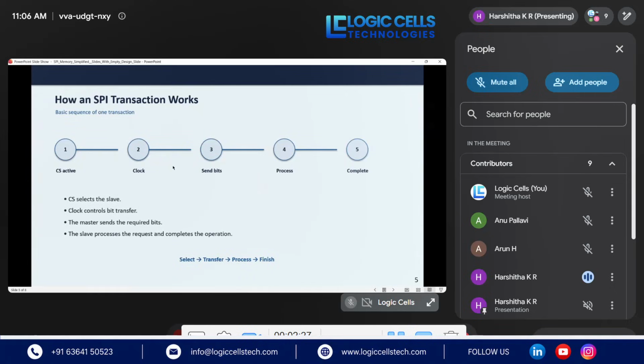And now this diagram shows how an SPI transaction takes place. First, the SPI signal selects the slave. Next, the master sends the required bits using the clock. The memory receives and processes these bits. After processing, the required memory operation is performed. Finally, the operation is completed and the transaction ends. So from this diagram, we can understand the complete flow as select, transfer, process, and finish.